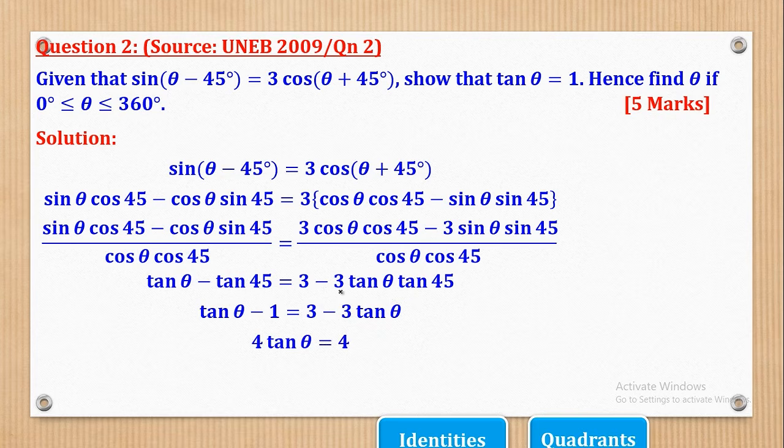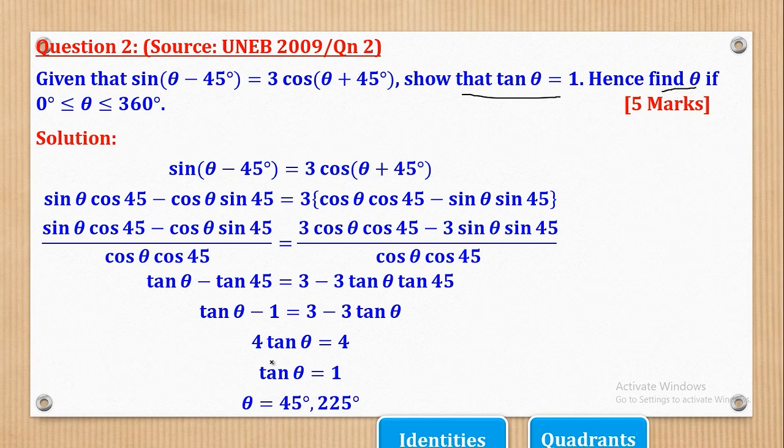Then make tan theta the subject, take this one this side to come up with 4 tan theta, and take this one this side to come up with 4. When I divide both sides by 4, I come up with tan theta equal to 1, and that is what was required. This is what was required, but they also say that hence find theta.